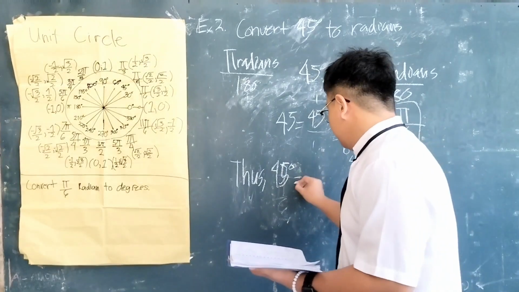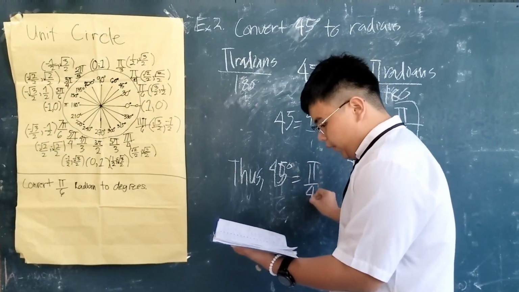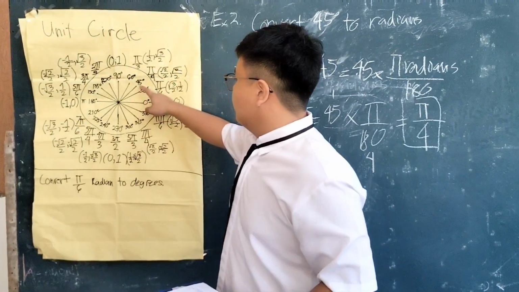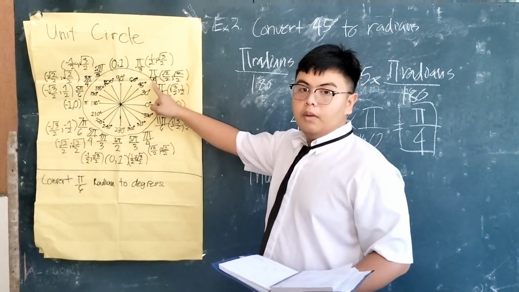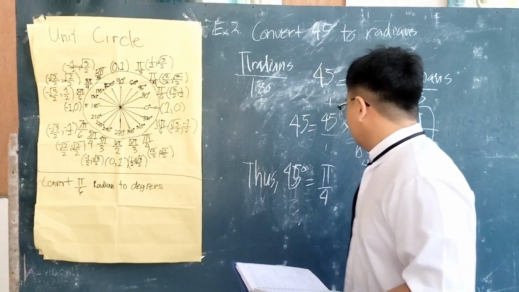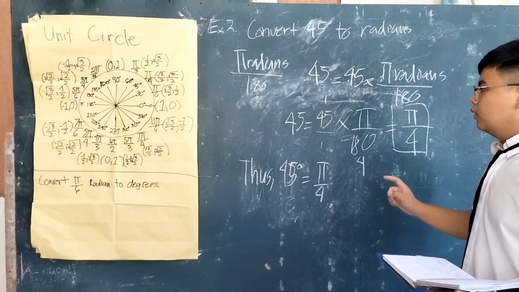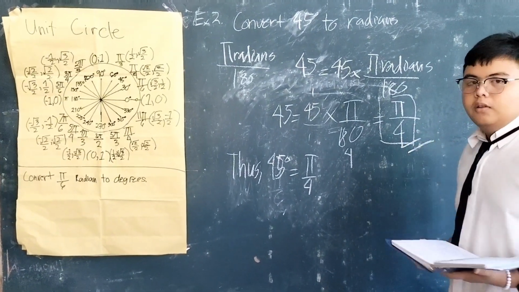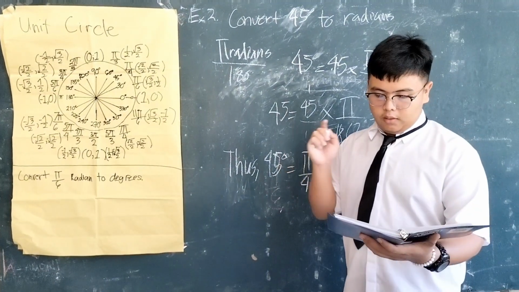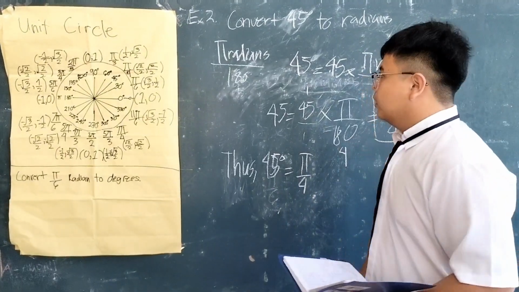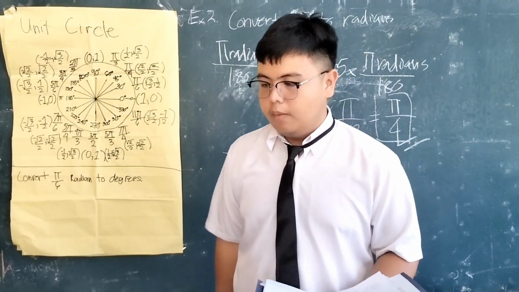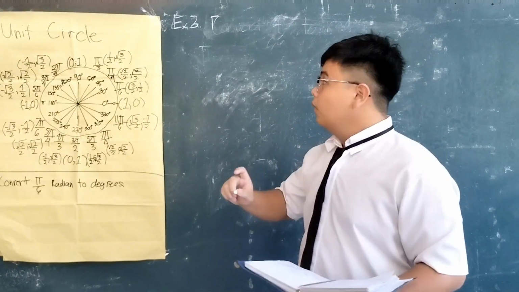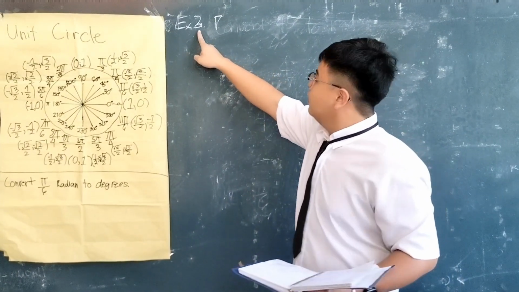is equal to pi over 4, which is correct because we can see that 45 degrees is equivalent to pi over 4, and the result that we got is also pi over 4, which is correct. So let's move on to example 3.